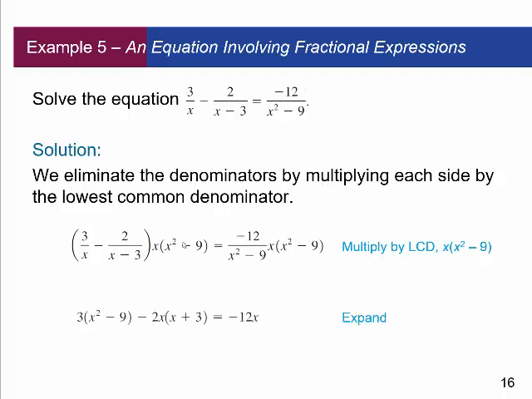So this gets distributed over here. You have 3, this x will cancel with this x, so you're left with x squared minus 9. Minus, this x minus 3 will cancel the x minus 3 in here, so you're just left with minus 2 times x plus 3. On the other side, that x squared minus 9 is gone, so it is equal to minus 12x.